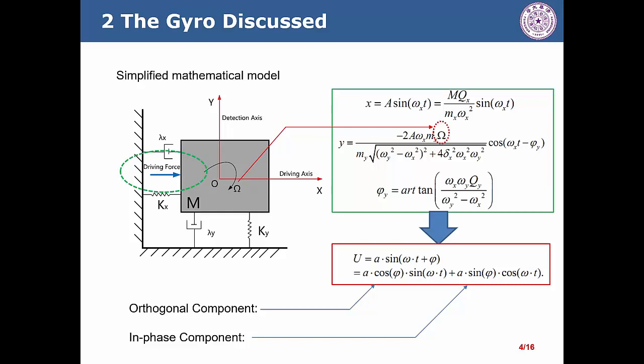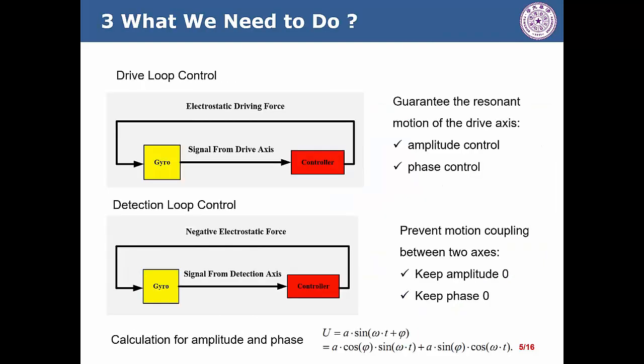And the two equations can be united to one equation, which is shown in the right square box. And from the equation, you can see the signal from the drive axis or detection axis can be represented by the in-phase component related to the signal with a cosine form, and the orthogonal component with a signal related with sinusoid form. And now let's see what we need to do.